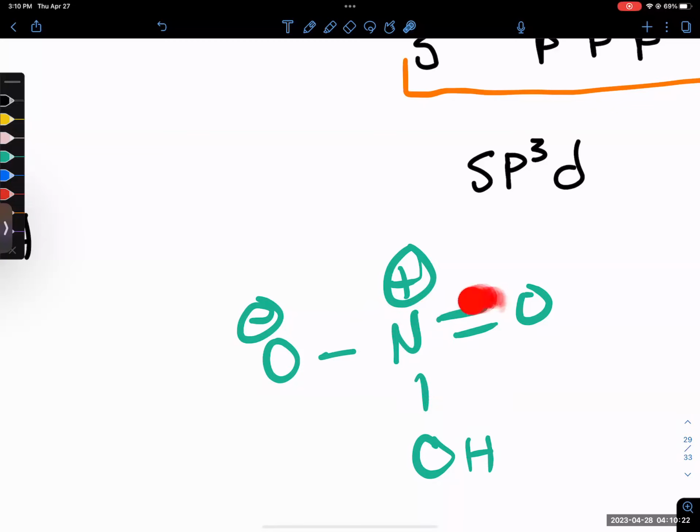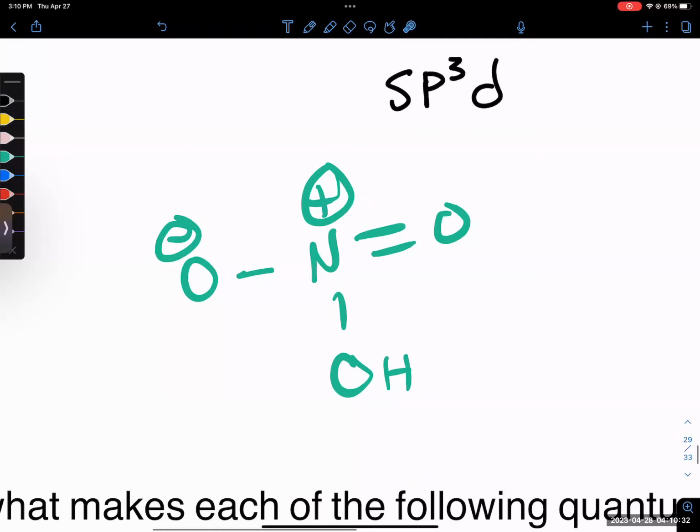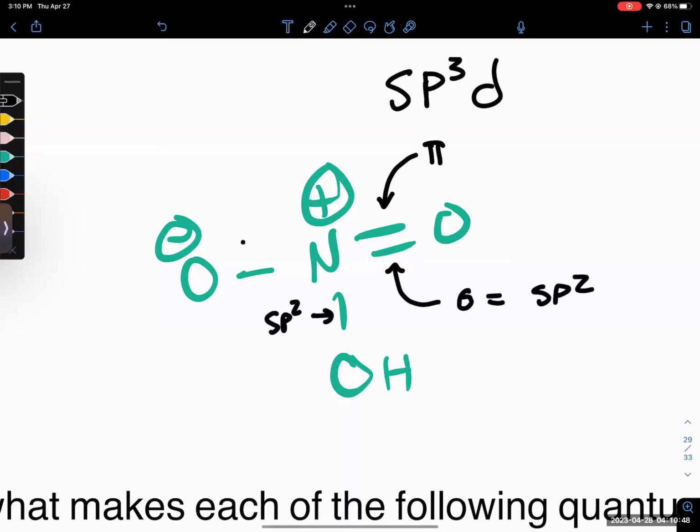But we do know that whenever you have a double bond or a triple bond, one of those is going to be a pi bond. I'm sure you didn't learn that yet. So let's say that one is a sigma bond, and that's going to be denoted like that. And that double bond is going to be our pi bond. That sigma bond is going to be sp2 hybridized. This bond here is sp2 hybridized, and this bond here is sp2 hybridized.